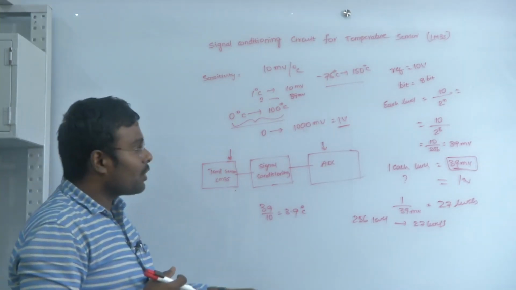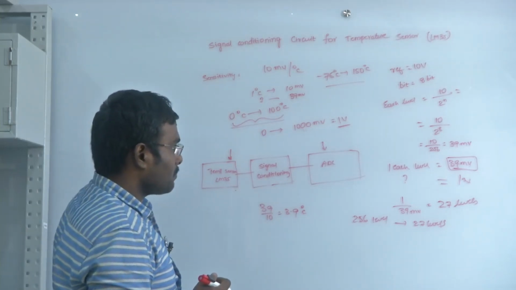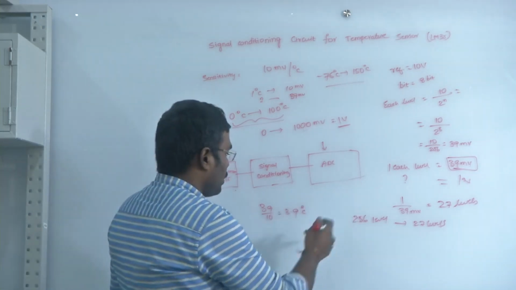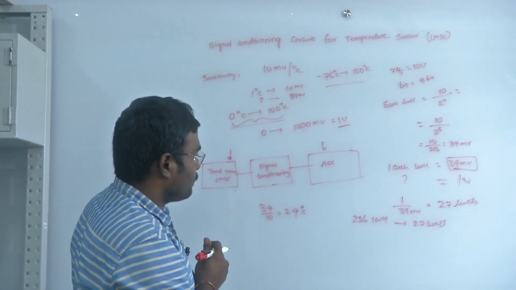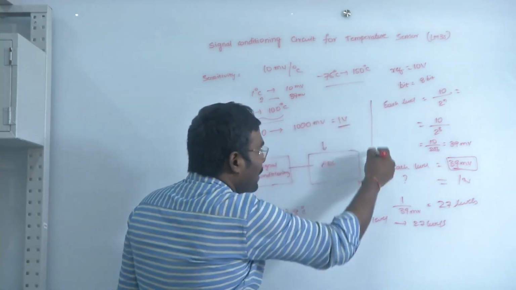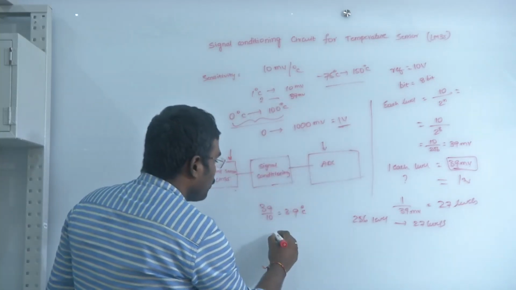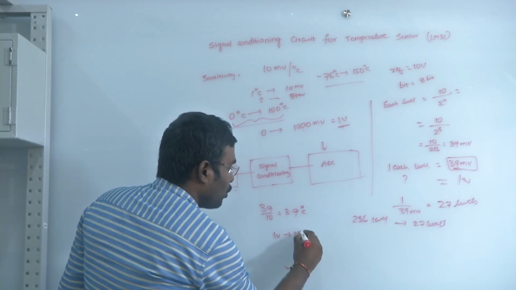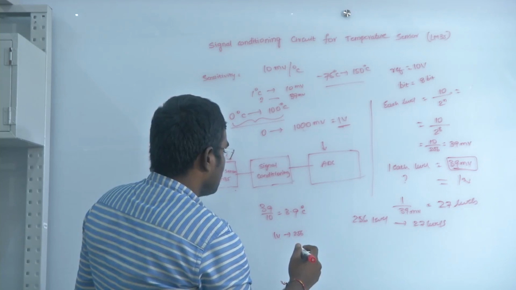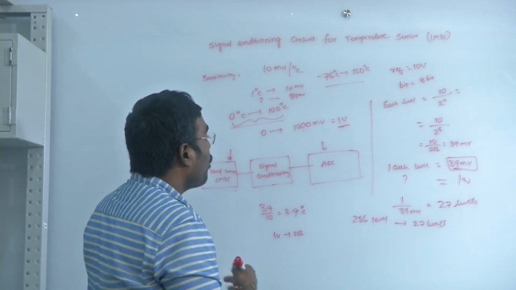But if I utilize the complete levels of the ADC, so that this complete 1 volt is divided into 256 levels, then the accuracy as well as the resolution of the complete system will be higher. But how do we do that?